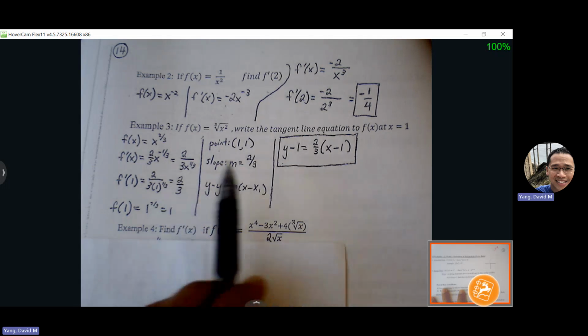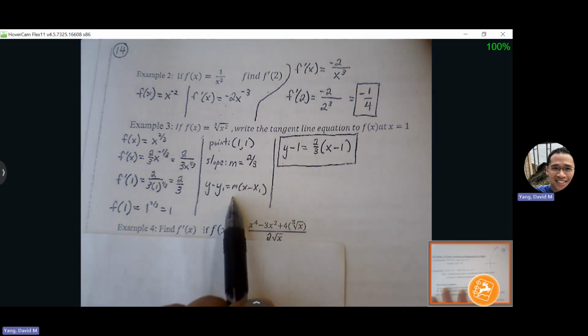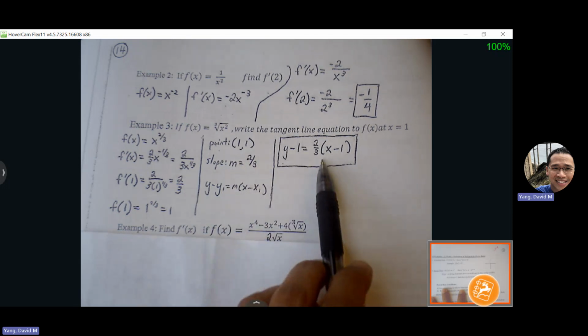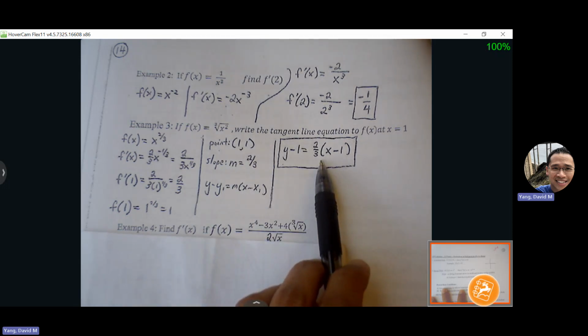My slope is showing 2/3. My ordered pair is (1, 1). In point slope form, replace x1, y1 with my ordered pair, and replace the slope with 2/3. And you can leave your equation in point slope form.